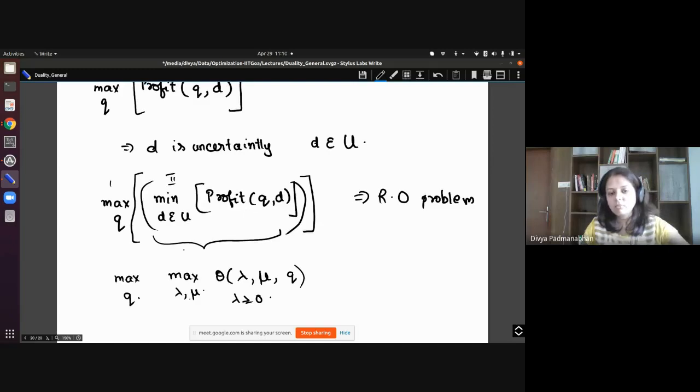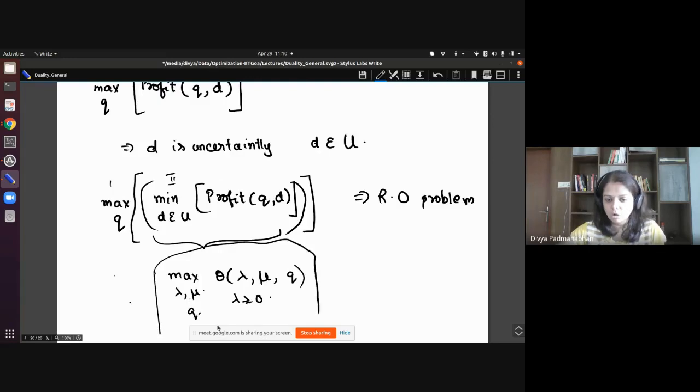Okay, so here what was initially a max min problem, because of the dual, you're able to write it as a max problem. So this you can just write as a single maximization problem now over lambda, mu, and q's. Okay, so you can then just solve this problem. Okay, so that is another use of the dual.